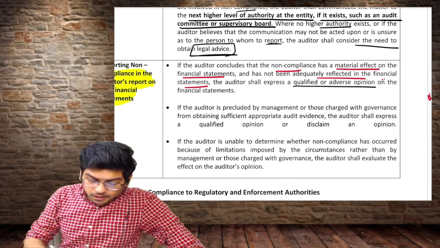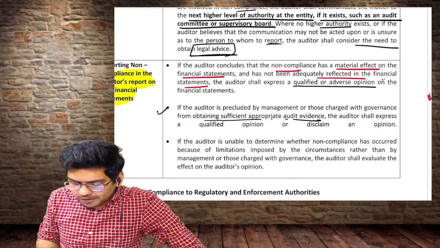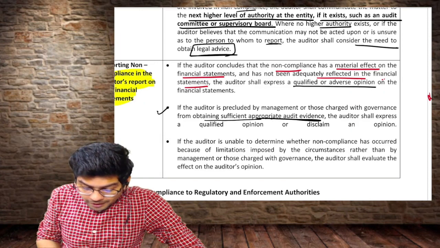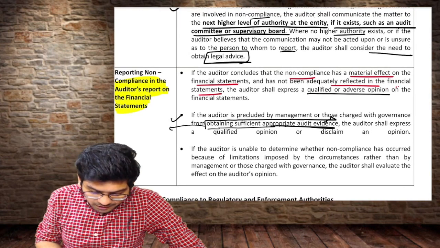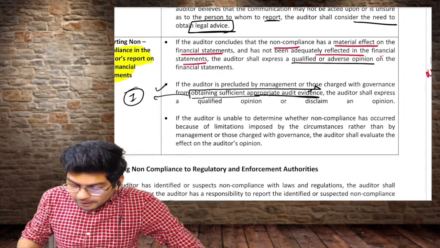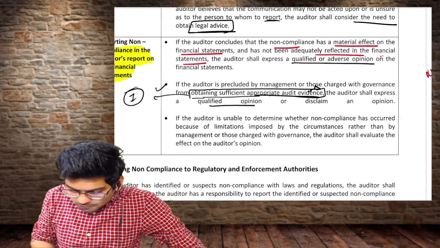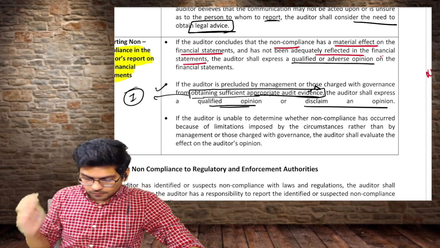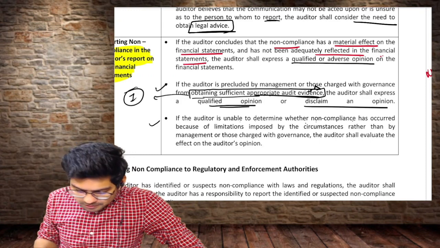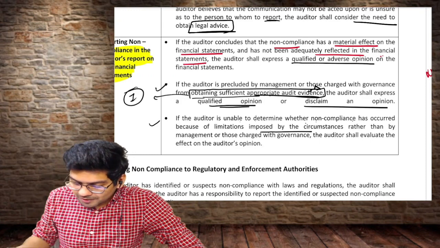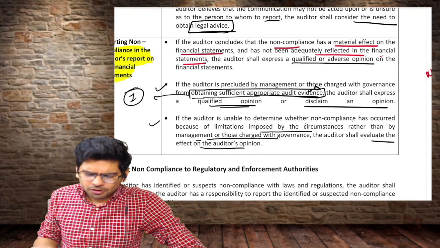All right. Now, if the auditor is precluded by management or TCWG from obtaining sufficient appropriate audit evidence, when do we try to obtain sufficient and appropriate audit evidence, for which category of law? Category 1. So if the management precludes us from obtaining any kind of evidence, what are we going to do here? We are going to either give a qualified opinion or disclaim an opinion. And finally, if the auditor is unable to determine whether non-compliance has occurred because of limitations imposed by circumstances rather than by management or TCWG, the auditor shall evaluate the effect. Not required as such.